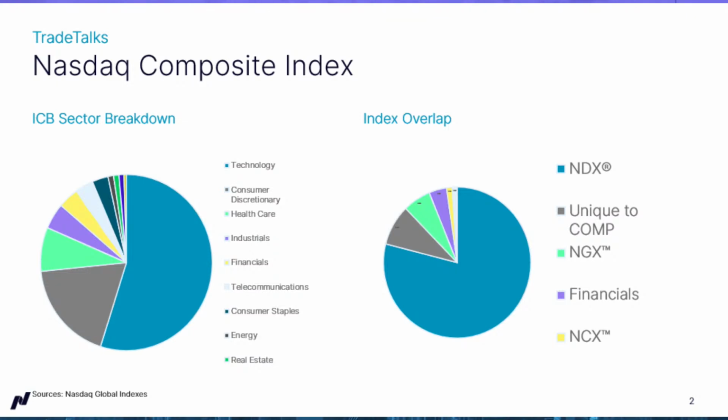But when we look at the Nasdaq Composite, we're able to see the overlap with, again, the Nasdaq 100, the Nasdaq Next Generation, and the Nasdaq Innovators Completion Cap Index. So there's 79% overlap there with the Nasdaq 100. About 9% is unique to the composite. And then again, we see that financials exposure around 4%, and then real estate around 1% as well. So you are getting unique exposure here, again, with those financials and with some smaller cap names that you don't find in those other indexes in our innovation suite.